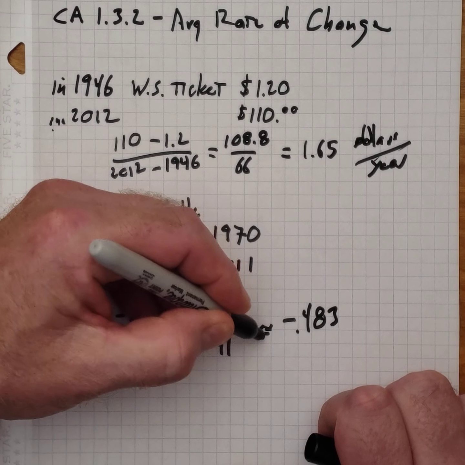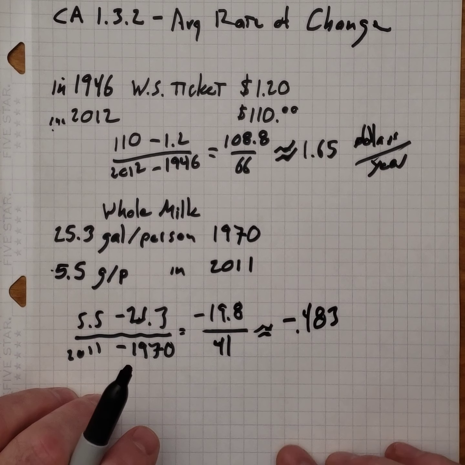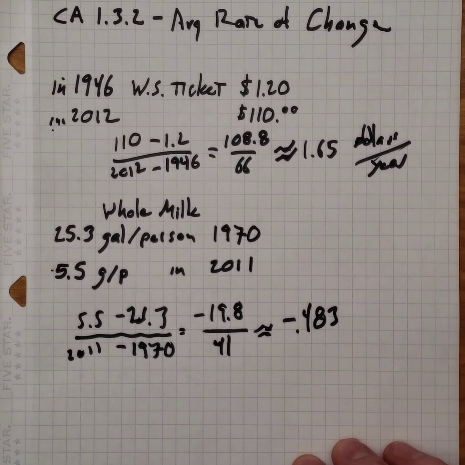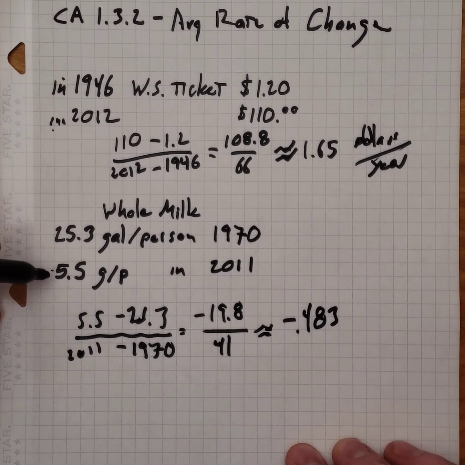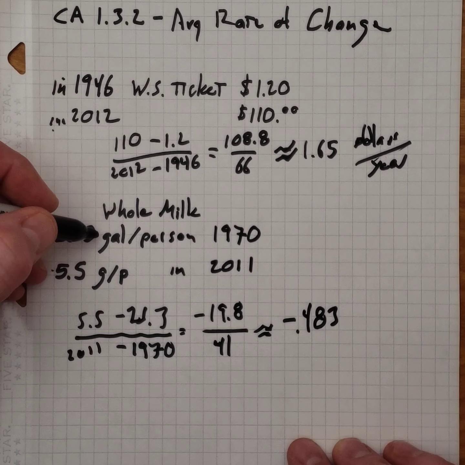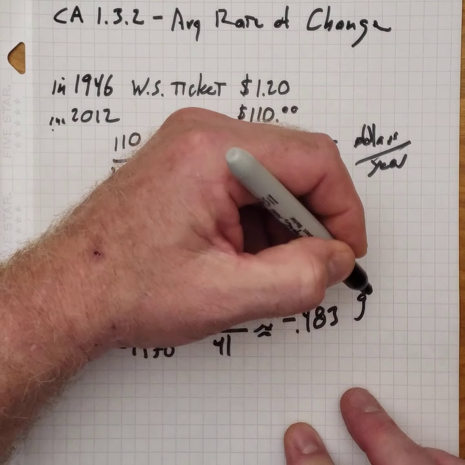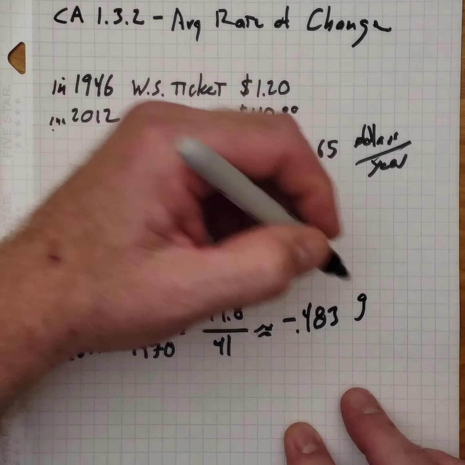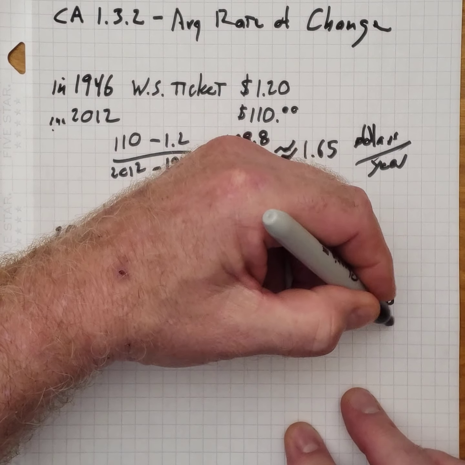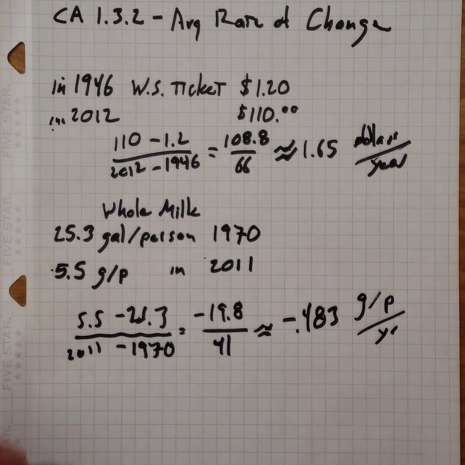And that's approximately, of course. Both of those are approximate, not exactly equal to, but I rounded them off. So negative 0.483. And our units this time are going to be a little bit funky. The thing that we're watching here was measured in gallons per person. It was per capita consumption, so gallons per person, and then our time was in years. So I'm not going to write it all out because I'm sloppy today, but gallons per person per year is our unit for this.